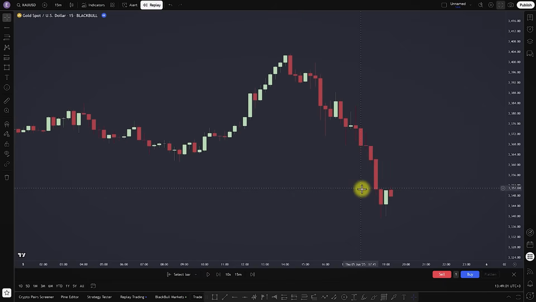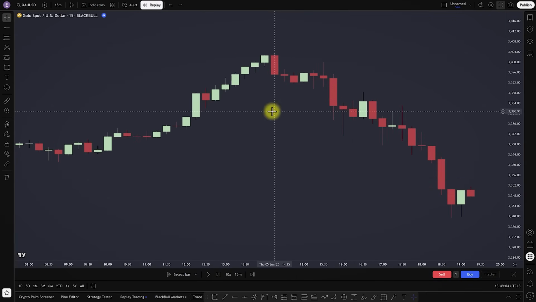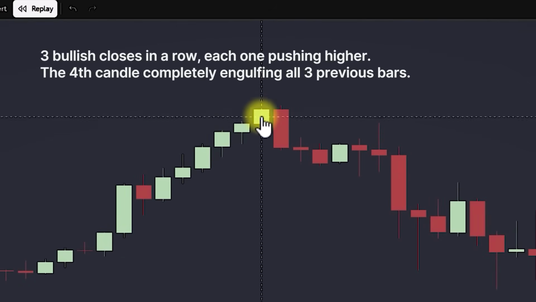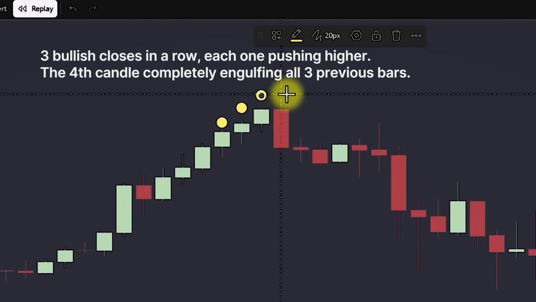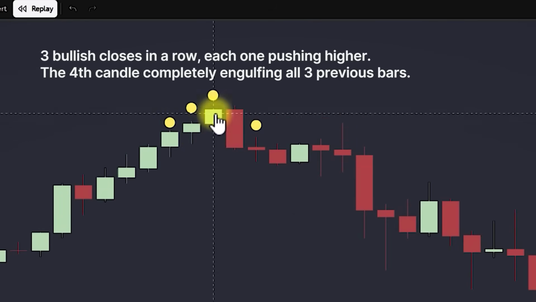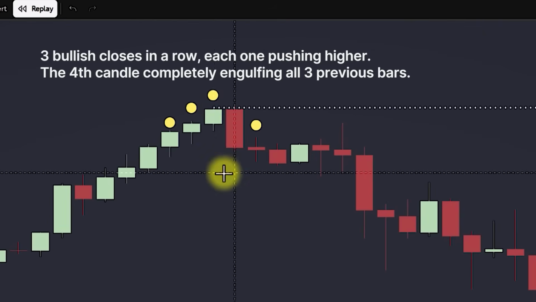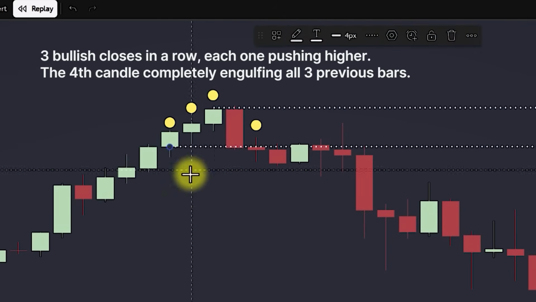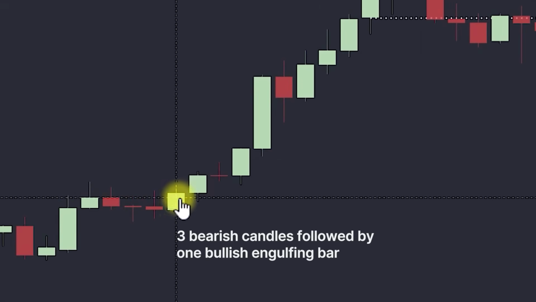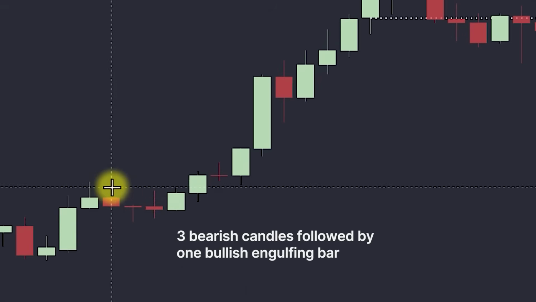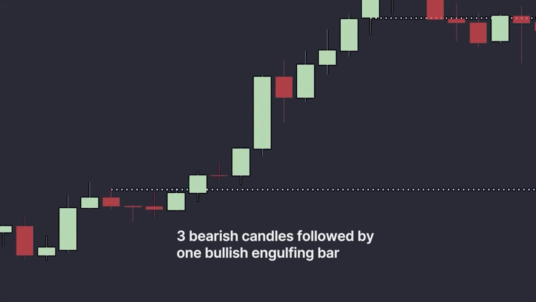Here's the anatomy of the indicator we'll build using AI. You need 3 consecutive same-color candles moving in one direction. Think 3 bullish closes in a row, each one pushing higher. Then the 4th candle completely engulfing all 3 previous bars. That fourth candle just erased 3 bars of progress in the opposite direction. It's like the market saying, "Just kidding," to everyone who bought that trend. For a bullish strike, you reverse the logic. 3 bearish candles followed by 1 massive bullish engulfing bar.